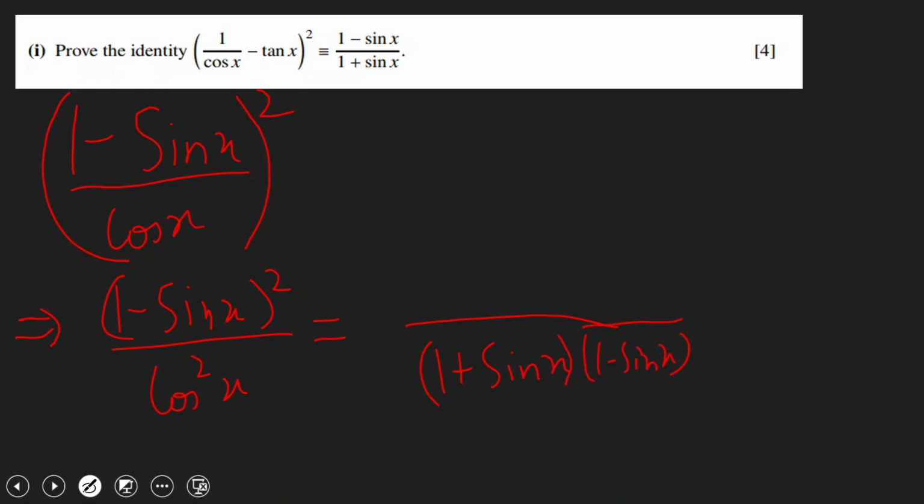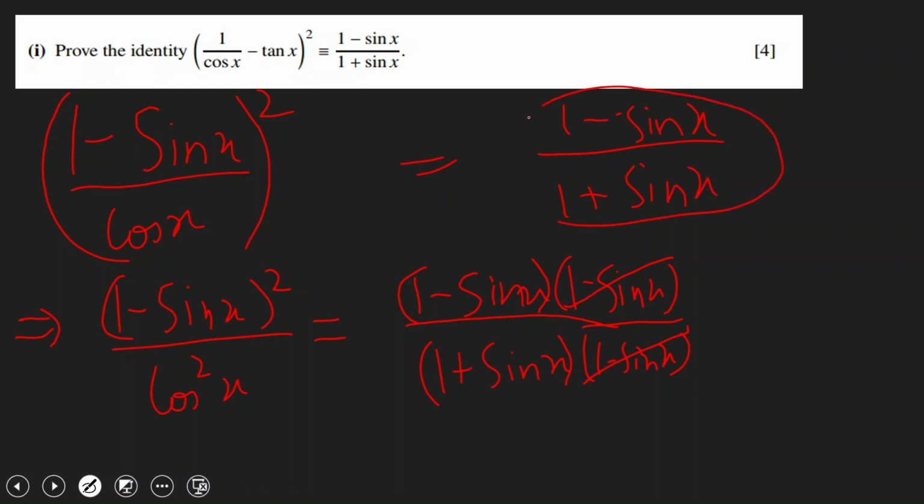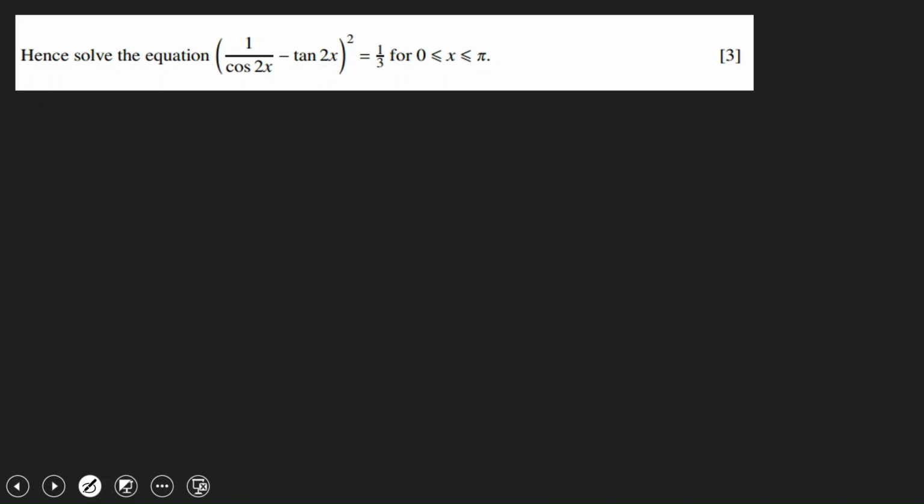All right. Now next, 1 minus sine squared x can be written as 1 minus sine x into 1 minus sine x. So 1 minus sine x into 1 minus sine x. So 1 minus sine x, 1 minus sine x gets cancelled out, and we are left with 1 minus sine x in the numerator divided by 1 plus sine x in the denominator. So that's going to be the answer. That's going to be the proving of the identity.